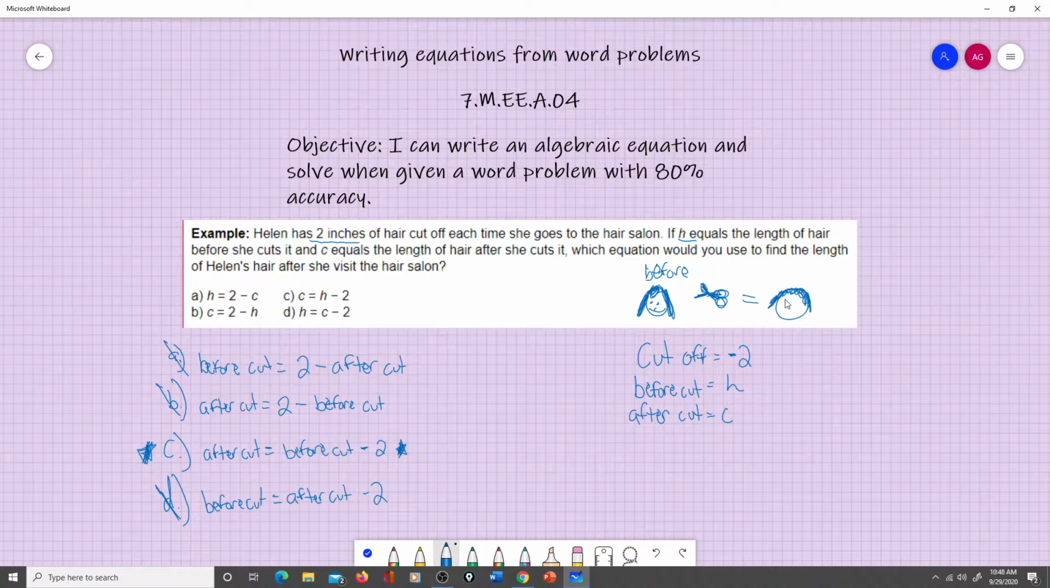And so there it is. This is our after, and it's equal to our before hair minus the hair that we're cutting off. And that's our C answer here. So one key when we're doing these problems is to think about what the scenario is saying, and then match letters to that. So h minus 2 equals c. We just flipped it around, but it means the same thing as a problem like C.